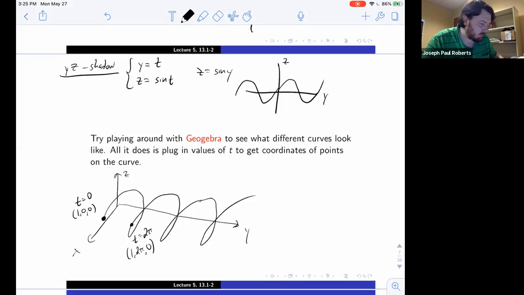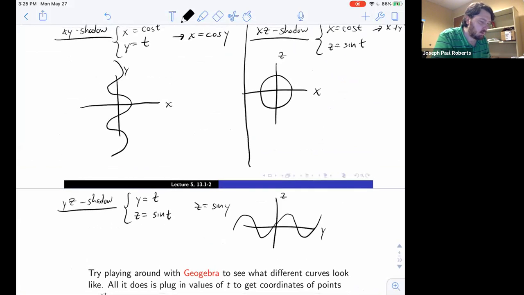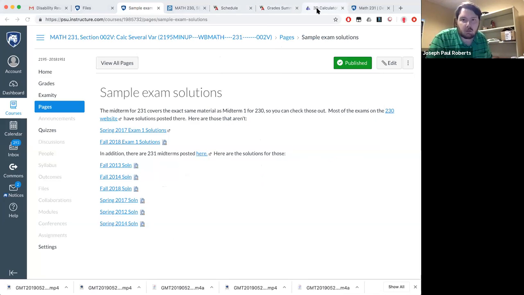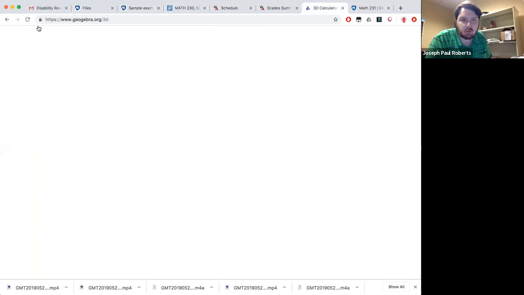So let's take a look at GeoGebra just for fun to see this. I think I have to stop sharing on here for it to let me share here. All right, so, okay, GeoGebra, let's load, please.